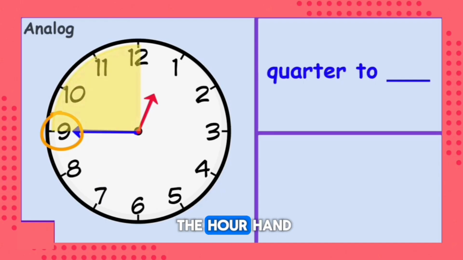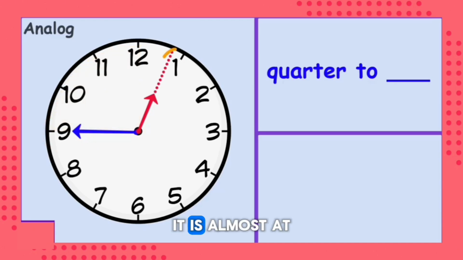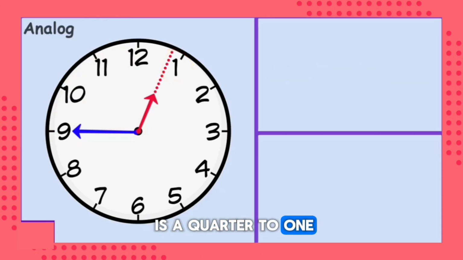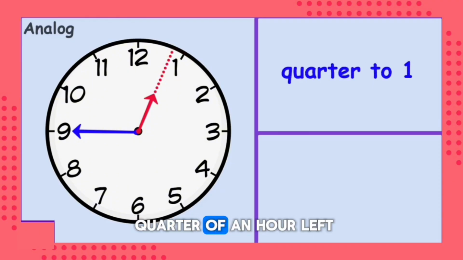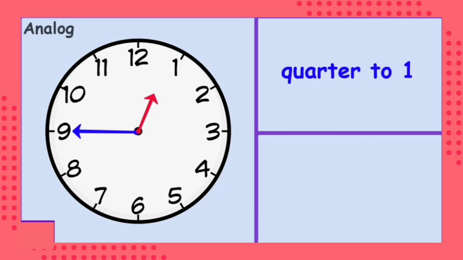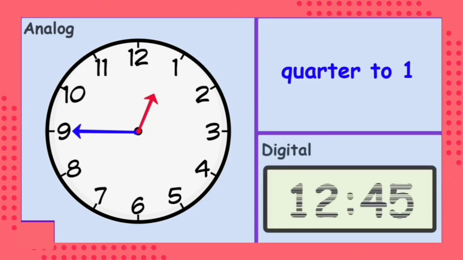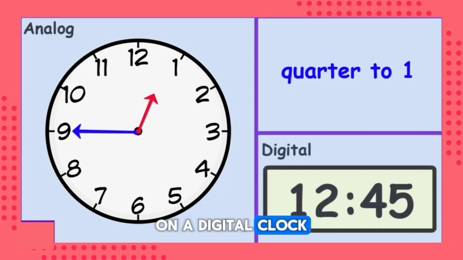If you look at the hour hand, it is almost at the number 1. This means that it is quarter to because there is a quarter of an hour left until it is 1 o'clock. On a digital clock, it would read quarter to because we are still in the 12th hour.